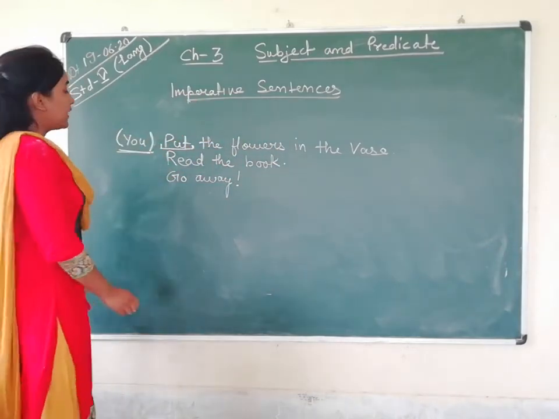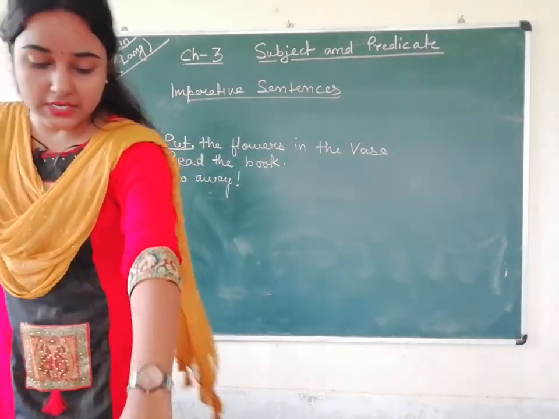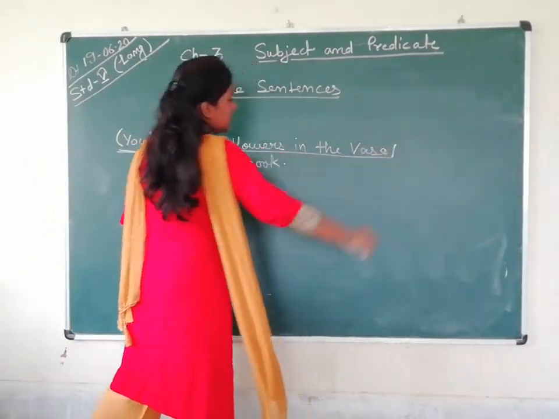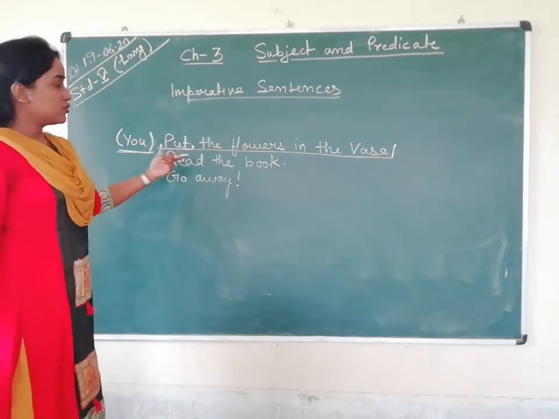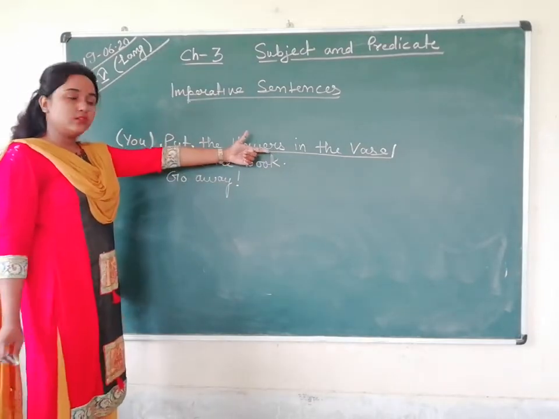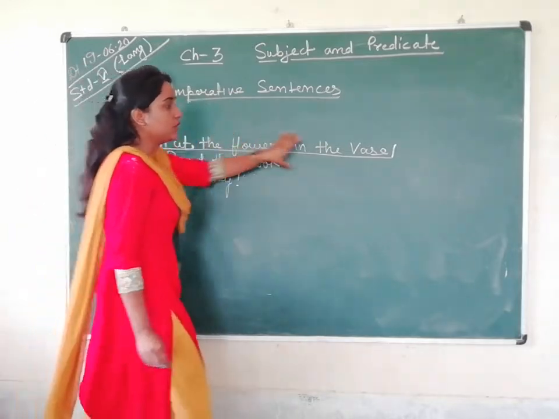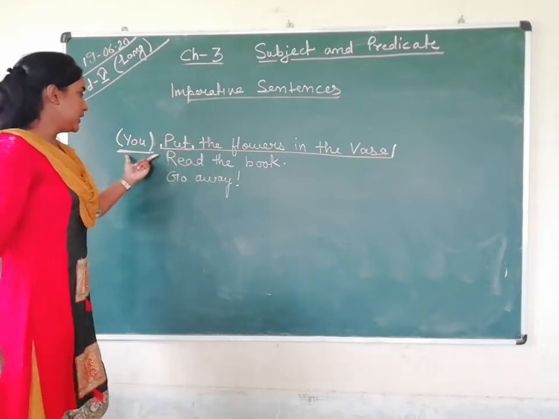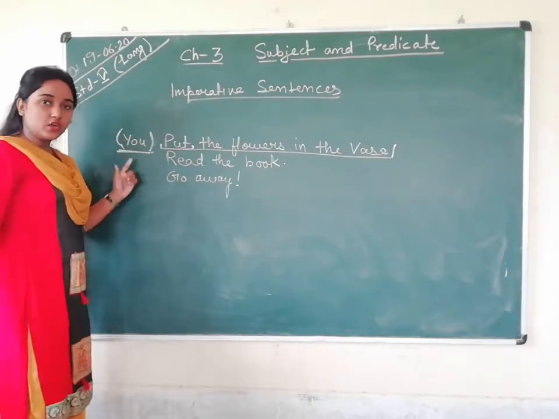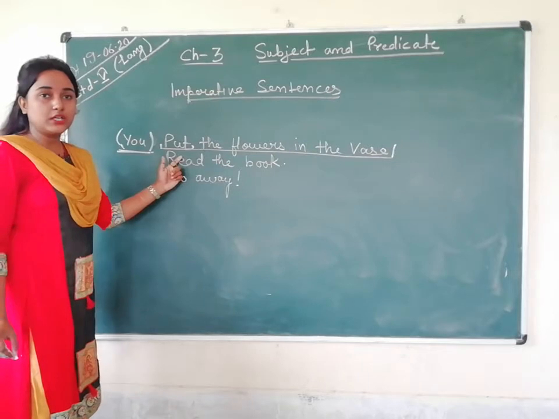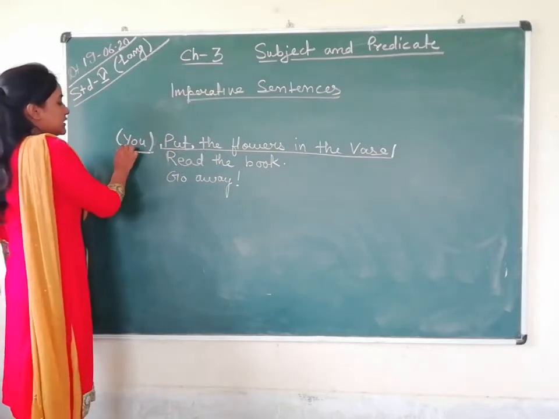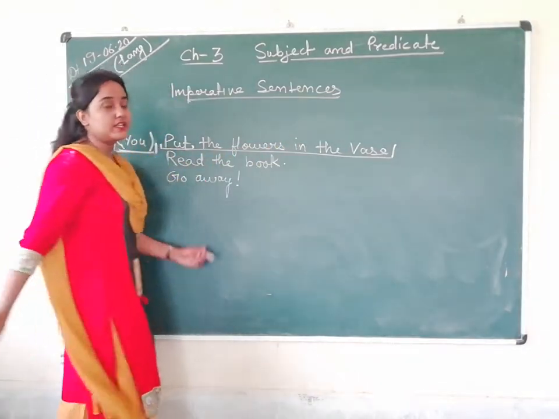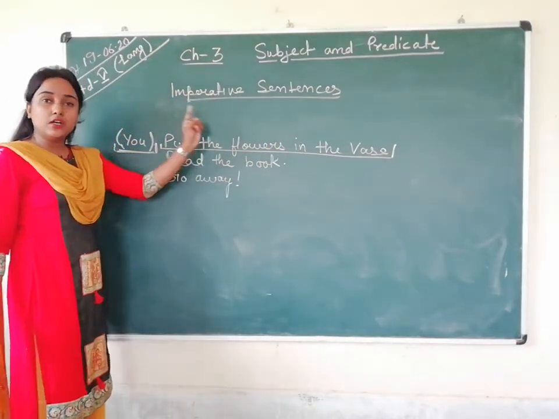Put the flowers in the vase. That is the given sentence. Put the flowers in the vase was the given sentence earlier. So this will be the remaining part, and it will be the whole predicate. And we have put the you before the predicate. We are getting our answer as you when we ask the question to the verb put. So this is our subject, the hidden subject. And the remaining part of the sentence, put the flowers in the vase, will be our predicate.